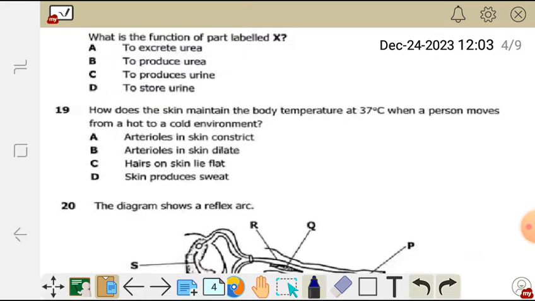So for it to maintain that 37 degrees Celsius, the arterioles underneath the skin are going to constrict. When they constrict, little blood can flow in those arterioles beneath the skin, to reduce the loss of heat from the blood to the environment. So we are going to have arterioles constricting there. So the correct answer here is A.